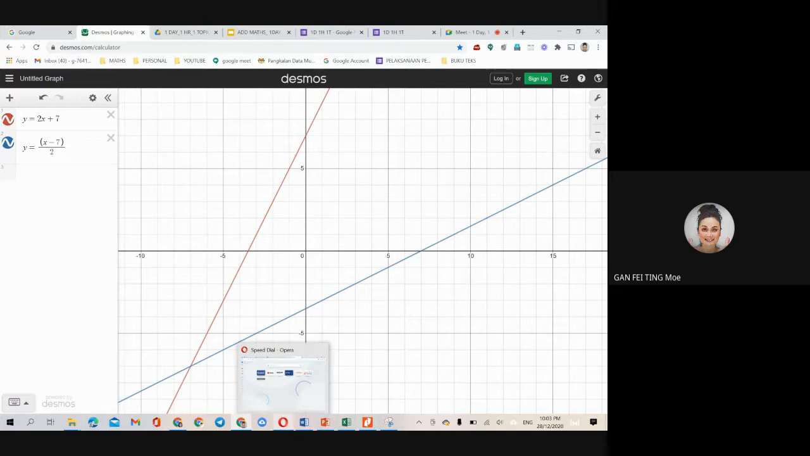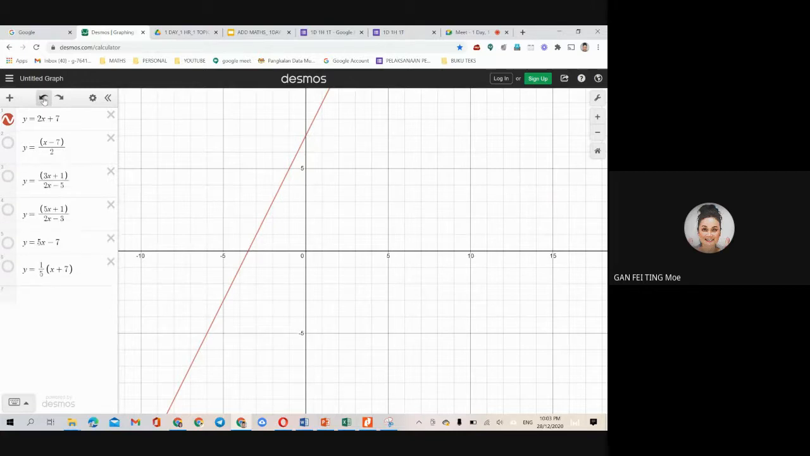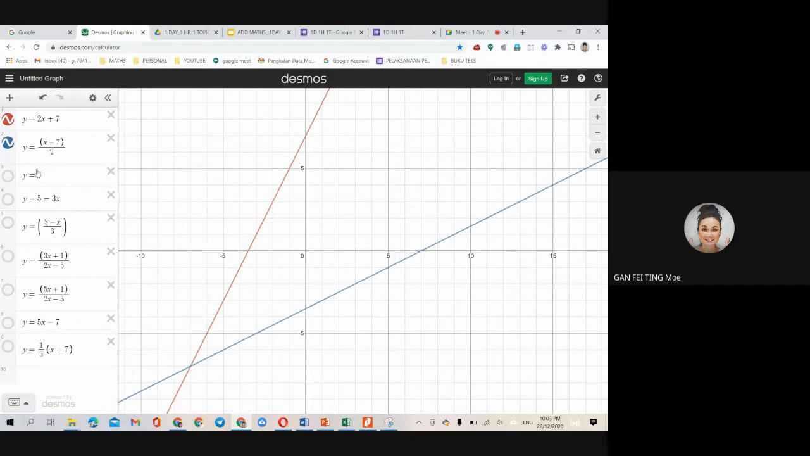Now, what is the relation between the red color and the green color? I already erased my function just now. Okay, so now, what is the relation between the red color and the blue color? It is actually a reflection on the line y equals x. Do you get me? So that is how you get the inverse.